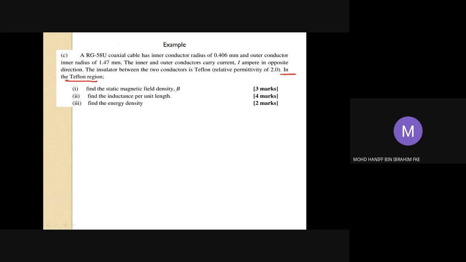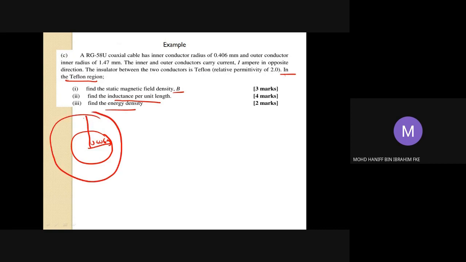We need to find the flux density B, the inductance per unit length, and the energy density. Okay, so let us sketch a diagram. We have a coaxial cable. The inner conductor has a radius of 0.406 millimeter. And then we have the outer conductor, whose inner radius is 1.47 millimeter. Okay, so that should be your structure, and the Teflon is here.